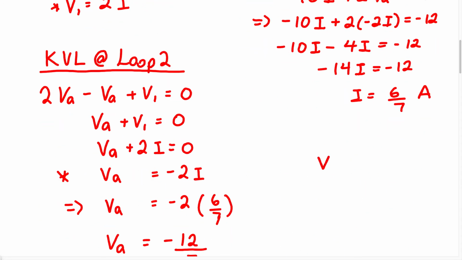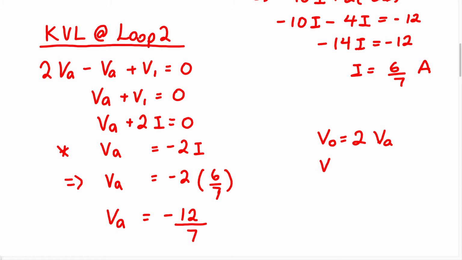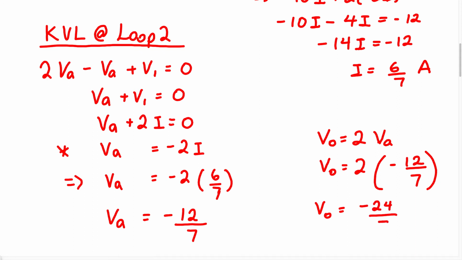We know VO equals 2VA. So VO equals 2 multiplied by negative 12 over 7. And that's what we just found right here. So when you solve for this, VO equals negative 24 over 7 volts. So this is going to be our answer for this particular problem.